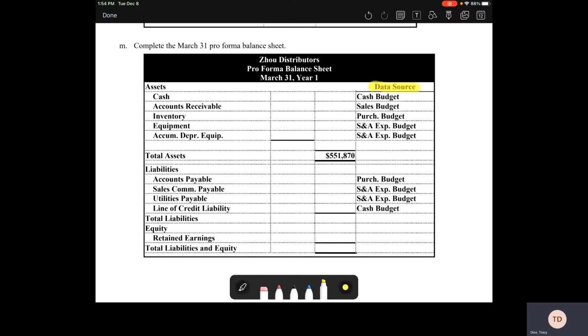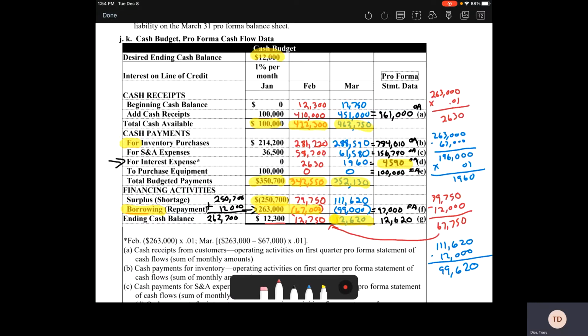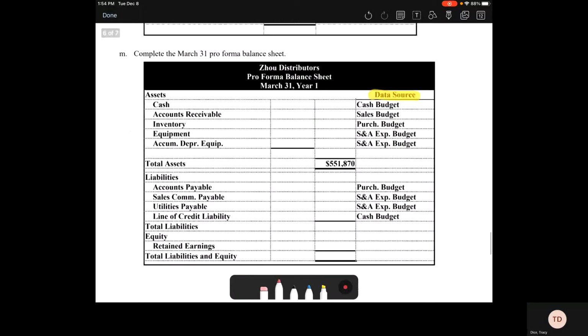So where are we going to find these numbers? All right, let's start with the cash budget for cash. What's my ending cash balance on March 31st? Well, it's going to be the pro forma data part G. So right there, that's $12,612. So that's how much cash we have on hand right now.